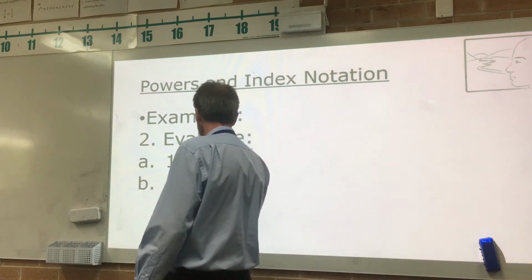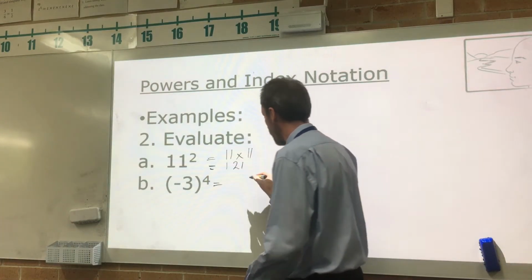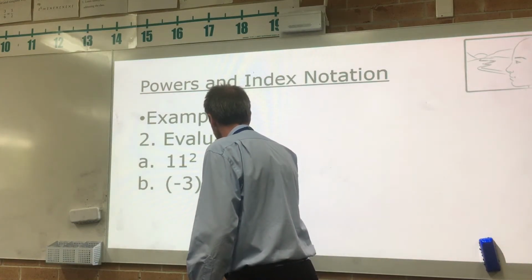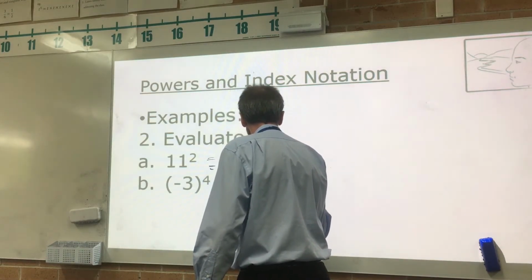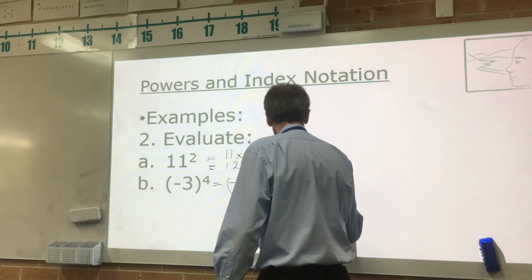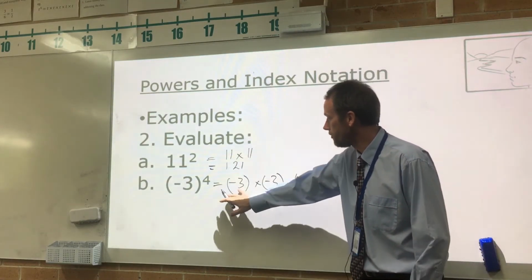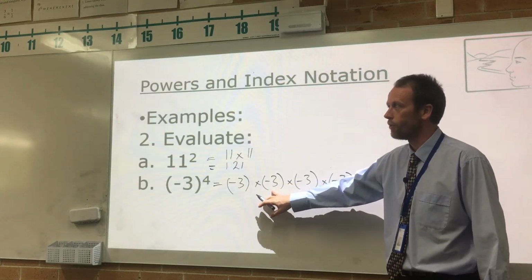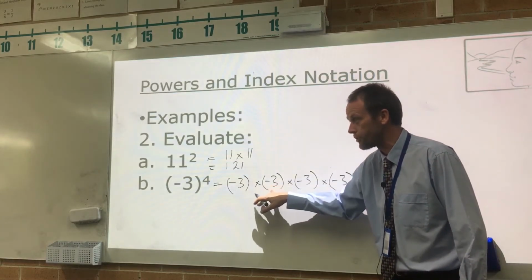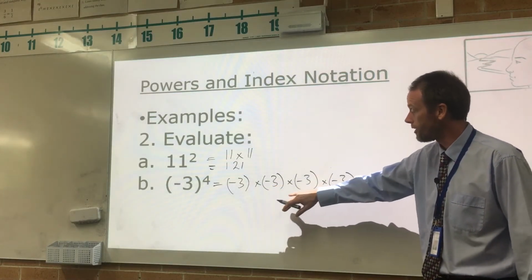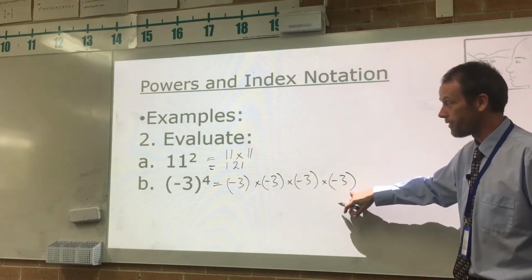The second question is negative 3 to the power of 4. So what if I was to expand it out, I'm doing negative 3 times negative 3 times negative 3 times negative 3. Now, hopefully you know 3 times 3 times 3 times 3 is, 3 times 3 is 9, times another 3 is 27, times another 3 is 81.